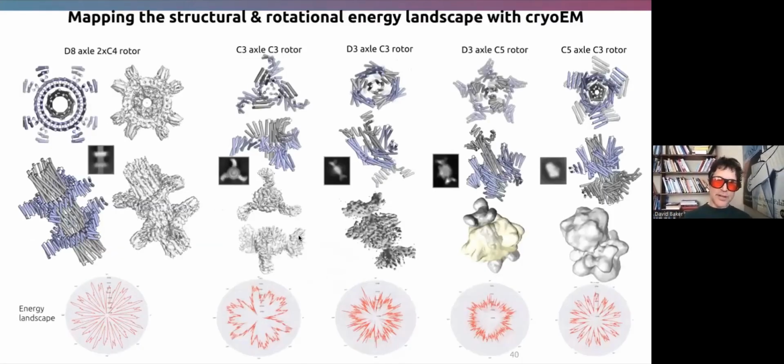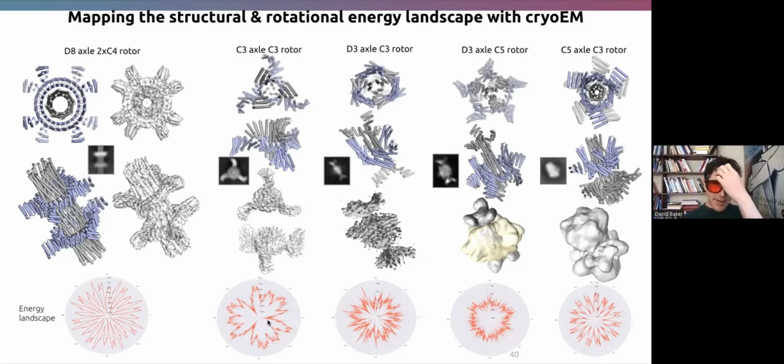What's interesting in this case is that the axle and rotor systems are both of cyclic symmetry, and what we find is the energy landscapes are very different when the symmetry matches compared to when it doesn't match. So here we have a cyclic C3 axle and a C3 rotor, and as you'd expect, the rotational energy landscape has 3 pronounced minima.